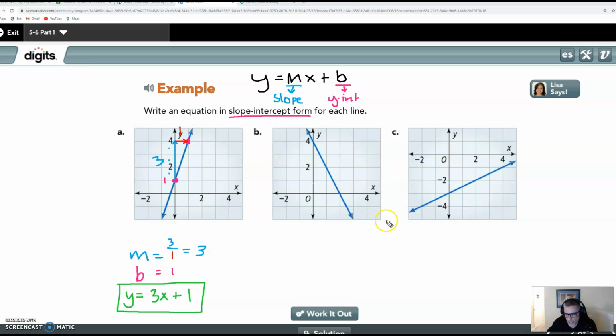All right, let's look at graph B. The first thing I notice about graph B is that it's going down from left to right. And what that tells me is I'm going to have a negative slope. So already I'm thinking to myself, all right, make sure that your final answer has a negative slope. All right, let's look for the y-intercept.